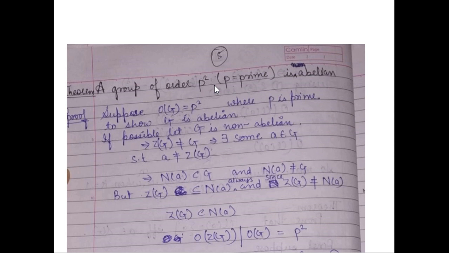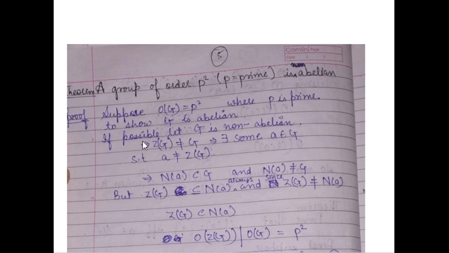So this implies ZG will not be in G, because ZG is the set of center of group, and center of group is the set of all those elements where the element commutes. So this implies ZG will not be equal to G, since G is non-abelian. So there exists some a belonging to G such that a will not be in ZG. So this implies N(a) is contained in G and N(a) is not equal to G.